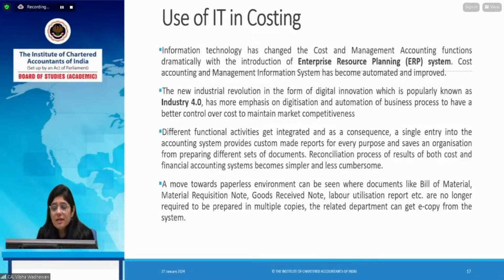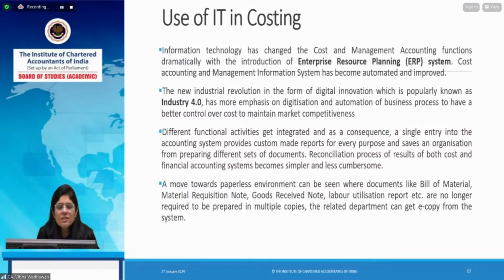As I said, reconciliation of cost and financial accounts. So we have to do it, because the set of cost accounting is different, and the set of financial accounting is different, but we have to reconcile. So the reconciliation process has become so easy. Earlier it was done manually, so it was a very time-consuming job, but through digital and IT, things have eased a lot. So the reconciliation process of both cost and financial accounting becomes simpler and less cumbersome.